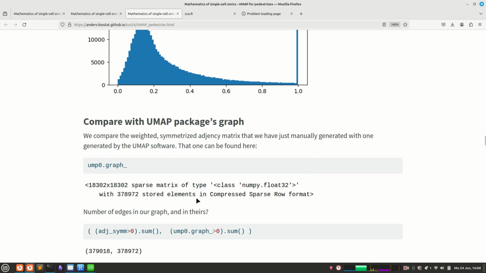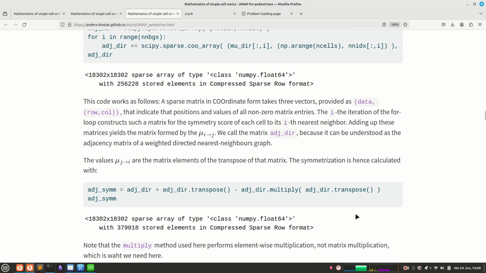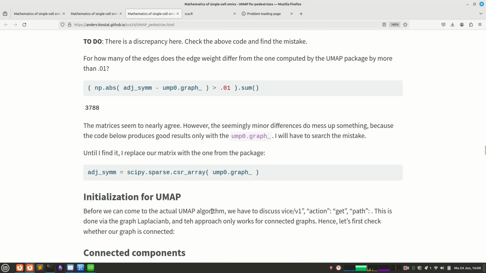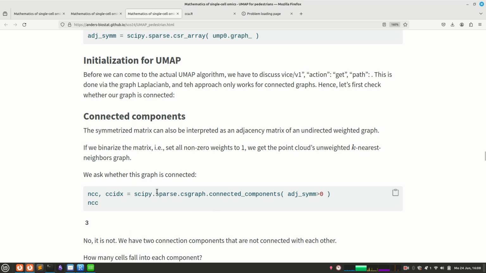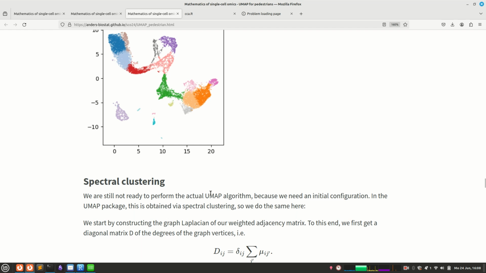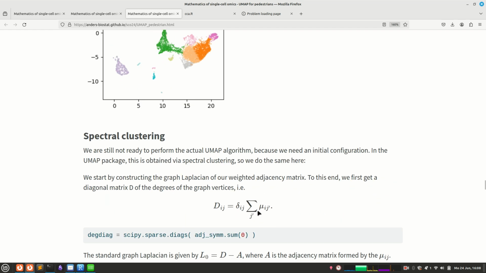I haven't found the bug yet. So if somebody feels like finding the bug in there, then you get a copy if you find it. And then the next thing we said is that UMAP initializes by spectral clustering.